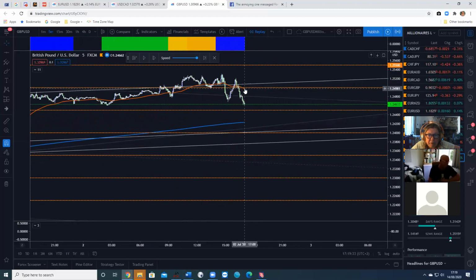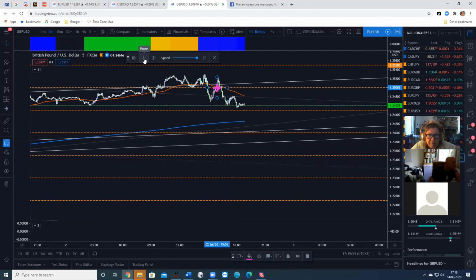Oh, beautiful, beautiful trade here. Quarter theory, pitchfork, 62, slight fake out at 3 o'clock UK time to the upside. Fantastic entry there.